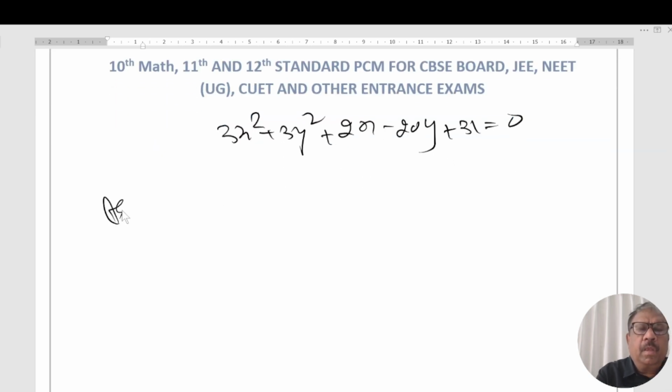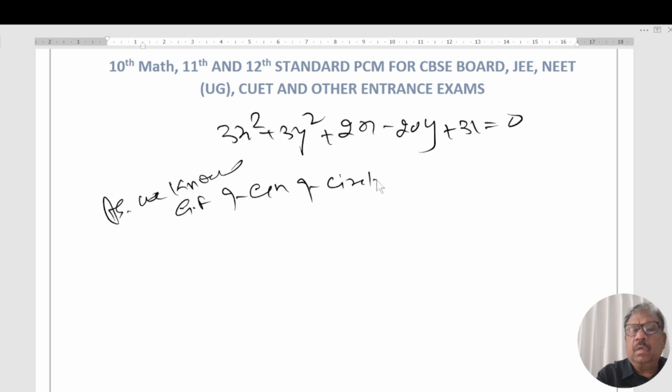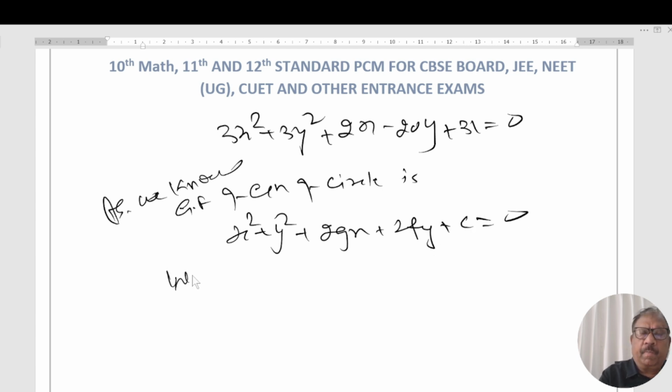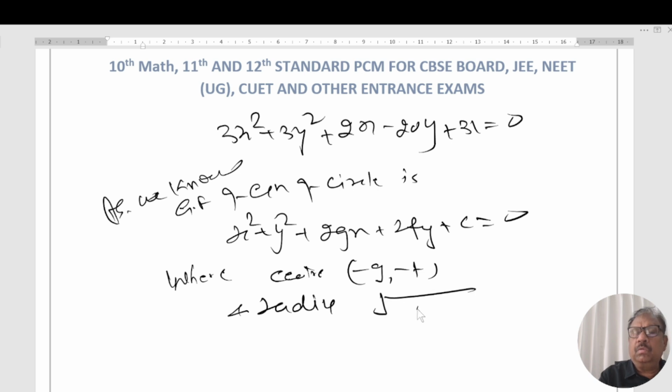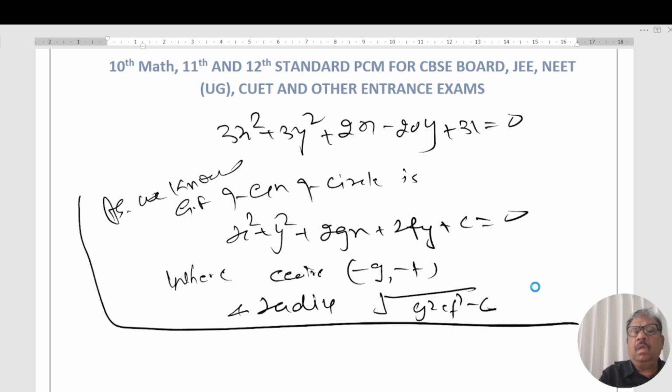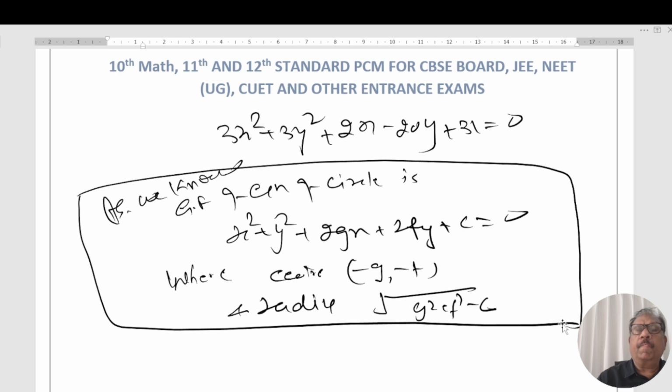Now, as you know, the general form of the equation of a circle is x square plus y square plus 2gx plus 2fy plus c equal to 0, where the center is (minus g, minus f) and the radius is under root g square plus f square minus c. This is the concept applicable here.